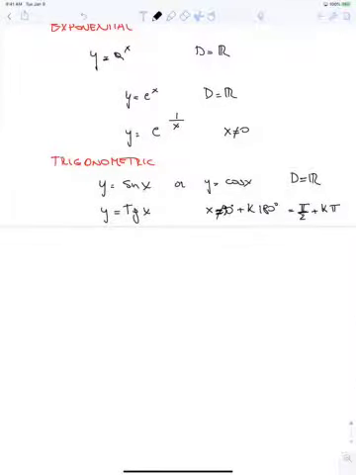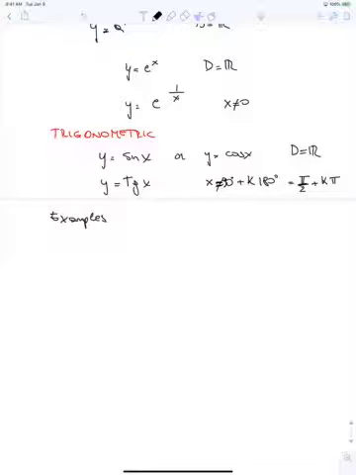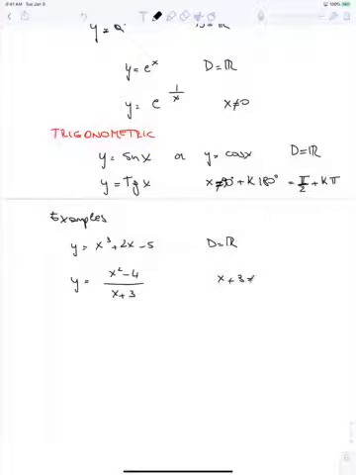Okay, well, let's see some examples. So we're going to get a little bit practical here. If we have y equal x cubed plus 2x minus 5, again, this is a polynomial. The domain is the set of real numbers. If we have y equal x squared minus 4 divided by x plus 3, now here we have a fraction, so x plus 3 cannot be equal to 0. So the domain is all the x's except for x equal minus 3.